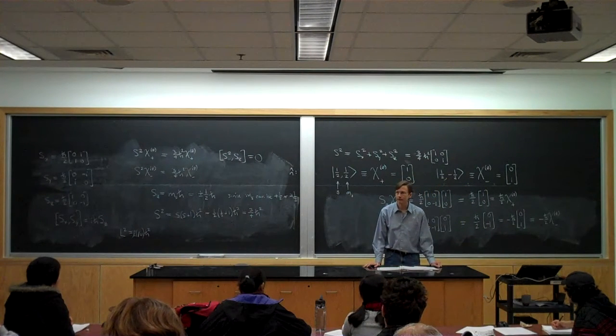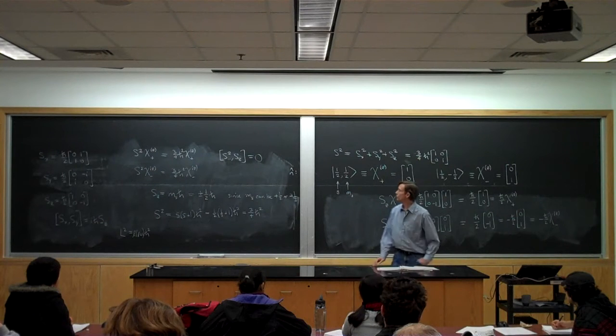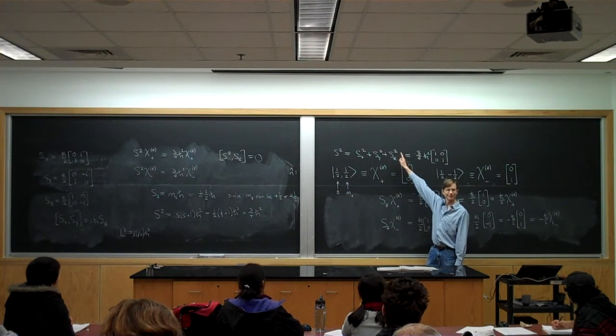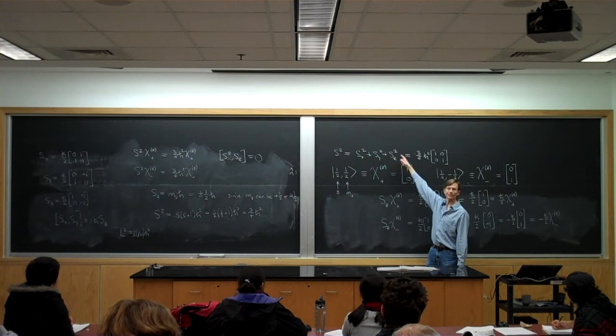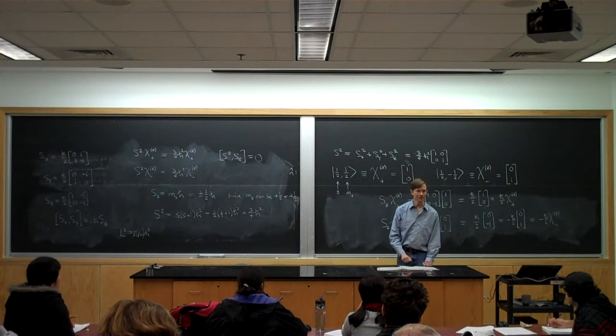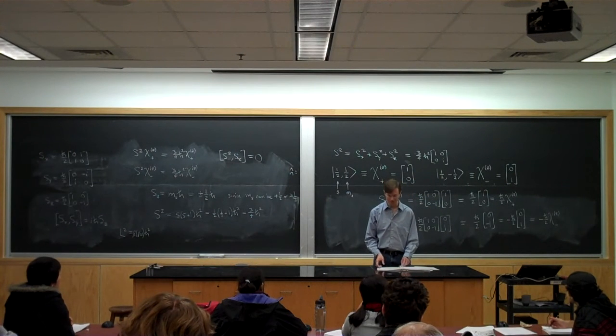Any questions? Do convince yourself that this is true. Go ahead and, on your own time, add sx squared plus sy squared plus sz squared, and convince yourself that it's equal to 3/4 h bar squared times the identity matrix.